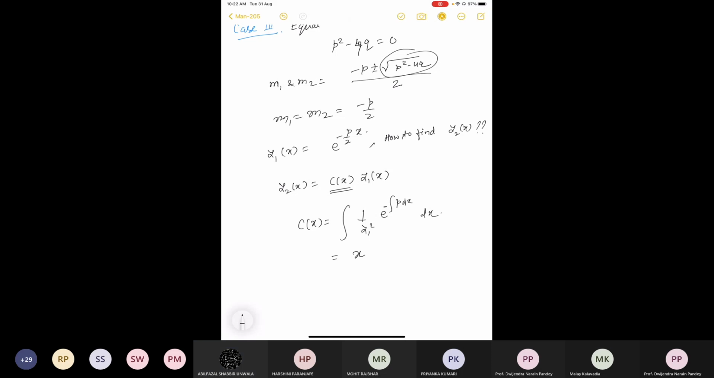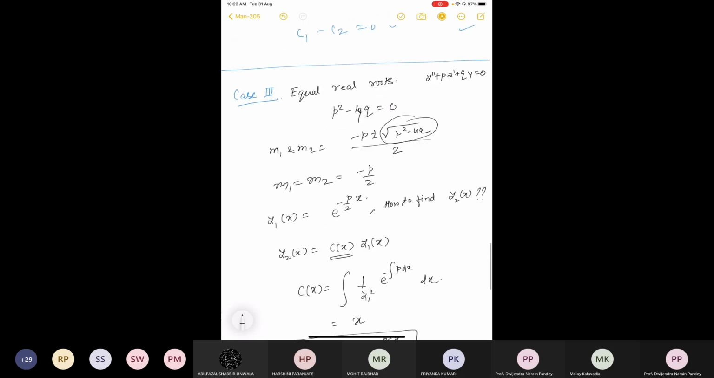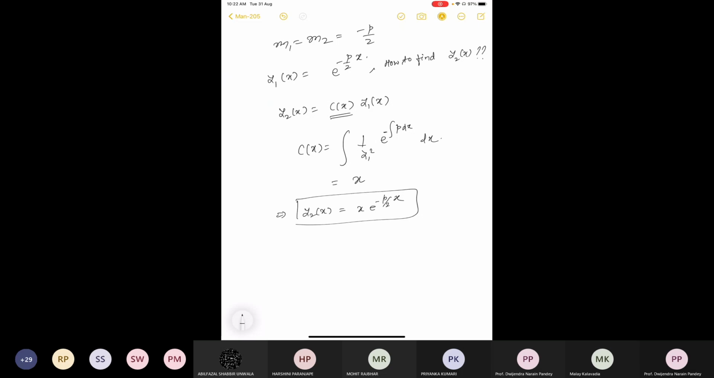So here basically we have x plus c, but since we want only one solution, we ignore the constant and write down x only. So in this case, your y2(x) is equal to x e to the power minus p by 2 x. Okay, so when we have equal real roots, the second solution can be obtained by the method of reduction of order. Is it okay here?